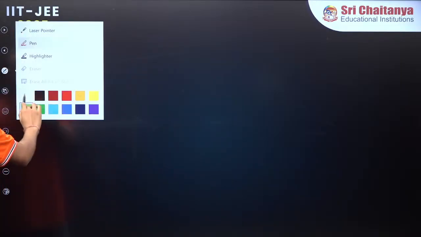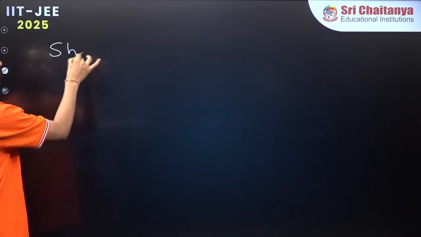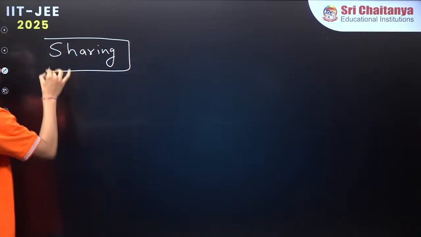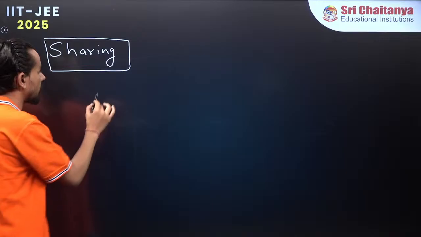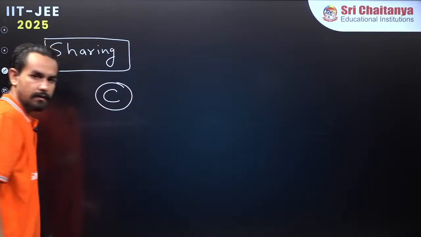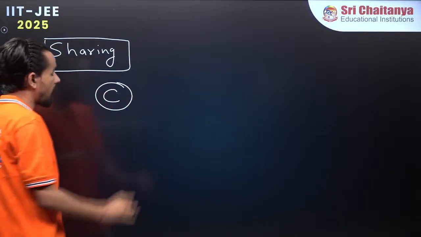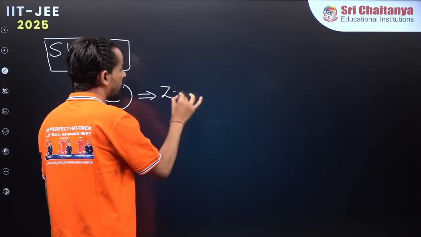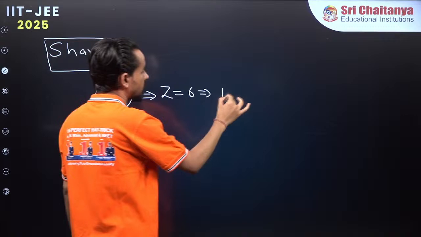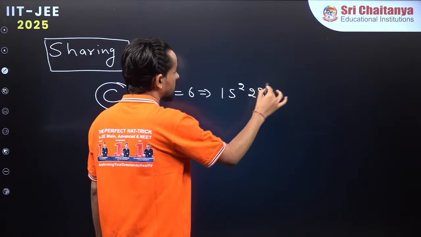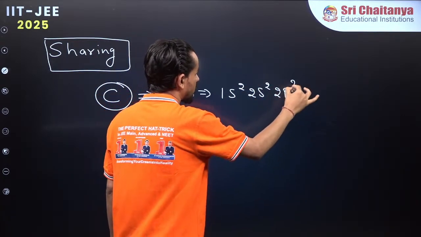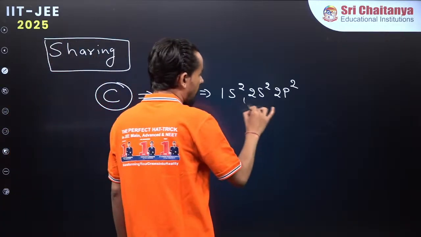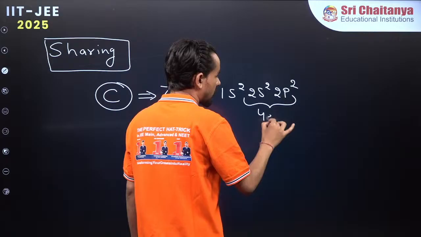The story of sharing. There are some guys like carbon, and these carbon kind of guys have an atomic number of 6 and electronic configuration 1s2, 2s2, 2p2. The outermost shell is having 4 electrons.